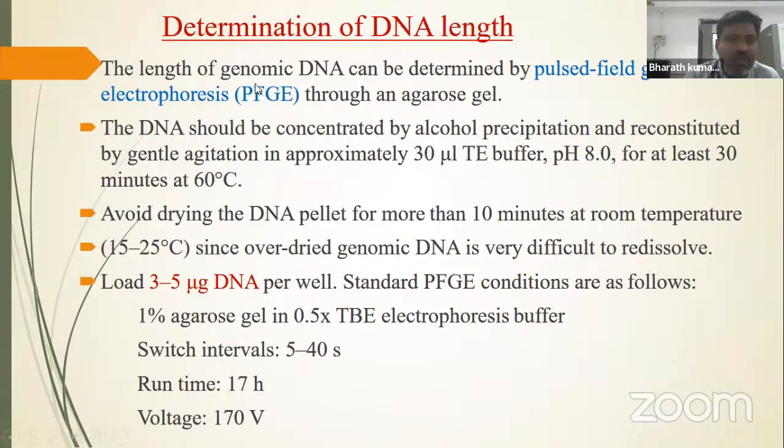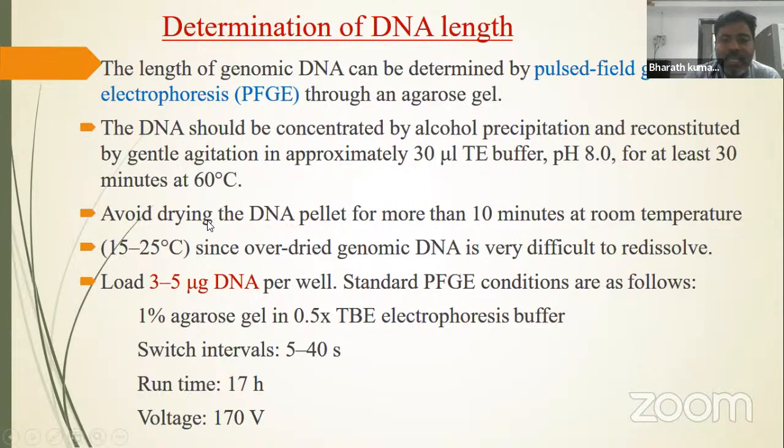Pulsed field gel electrophoresis is just like electrophoresis, but here it is pulsed field. Pulsed means every 30 to 40 seconds we change the interval, the switch interval. That's why it is called pulsed field gel electrophoresis. For this, it requires TE buffer, that is Tris EDTA buffer. This TE buffer is mostly used for the storage of the DNA sample, mixing of the sample, and dilution. It has a pH of 8.0.